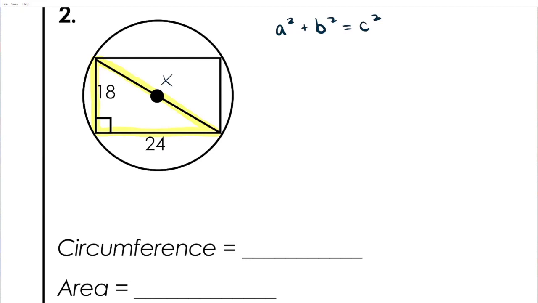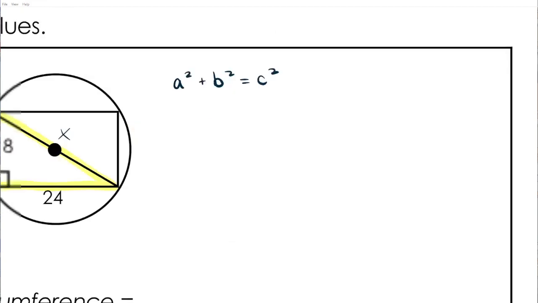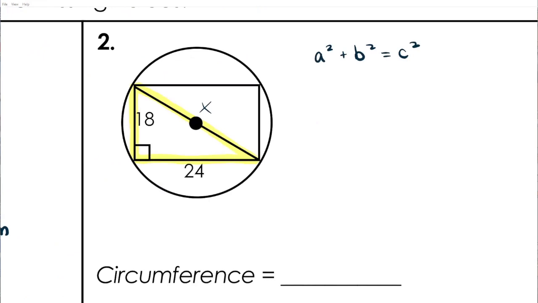Okay, so a squared plus b squared is c squared. In this case, x is our c because it's across from the 90. Hey, that one did rhyme. Okay, so 18 squared plus 24 squared is x squared. 18 squared is 324. 24 squared is 576.